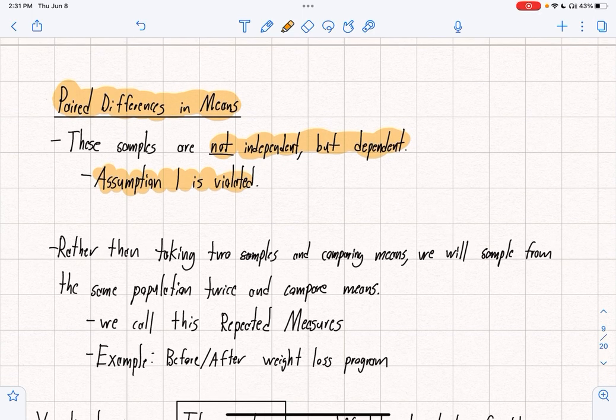Recall assumption one was that we were sampling from two independent populations. But now instead of taking two samples and comparing the means, we're going to sample from, say, one population, and we're going to do that twice and then compare the means from our two samples from that same population. So we're going to call this repeated measures. We can think of this as like a before-after program. Say for a weight loss program, we take everyone's weight at the beginning of a program, and then we take it at the end of the program, and then we see if they lost weight.